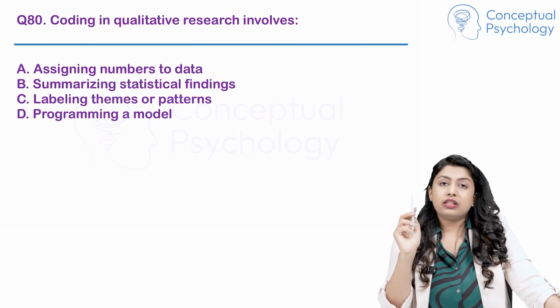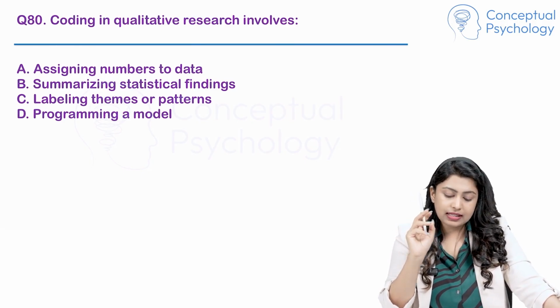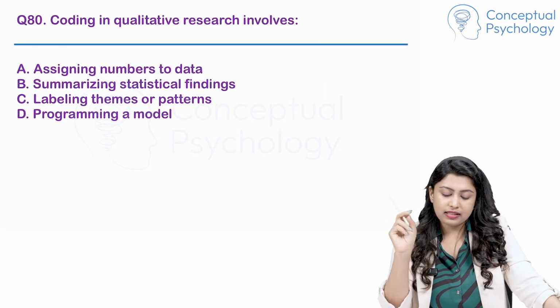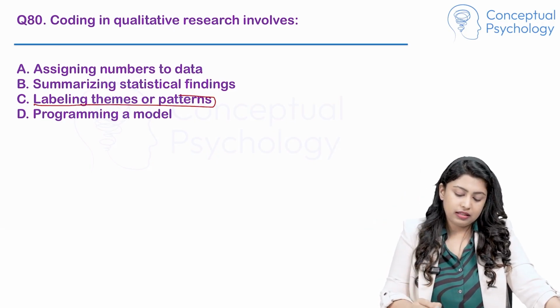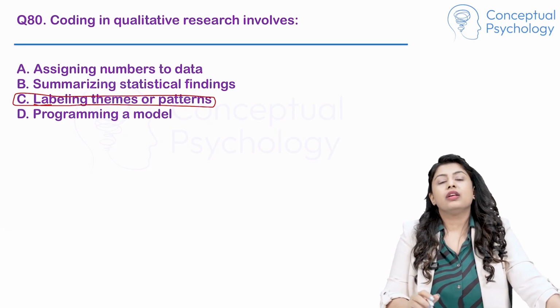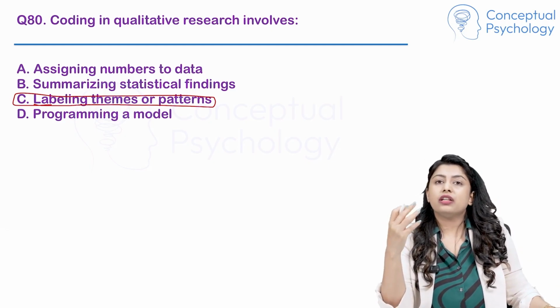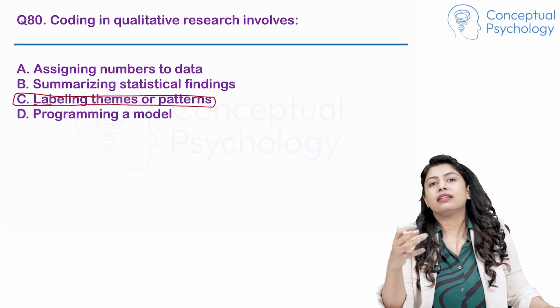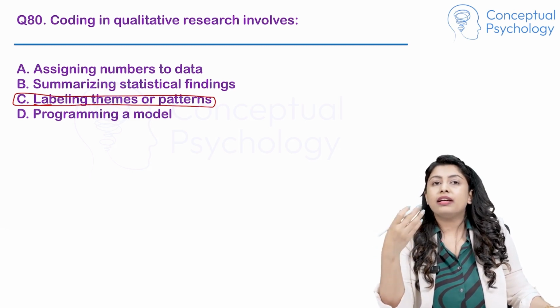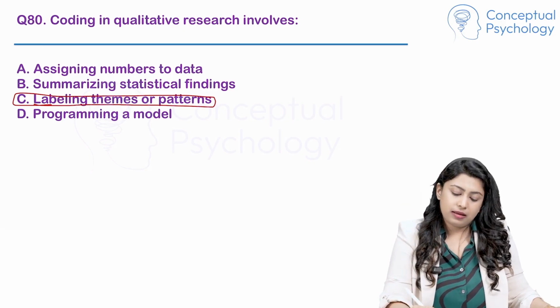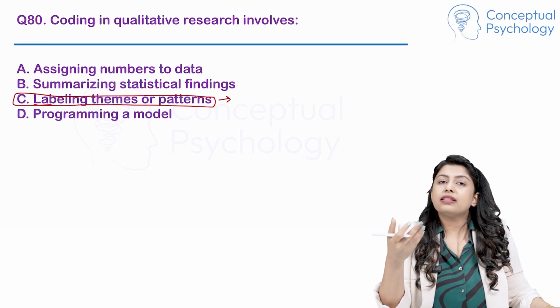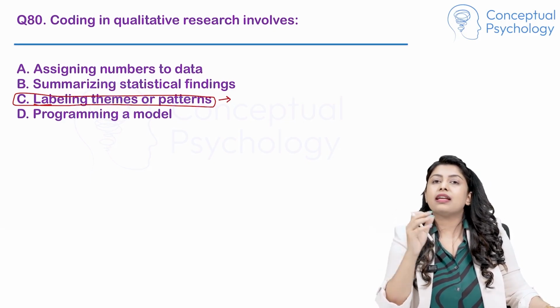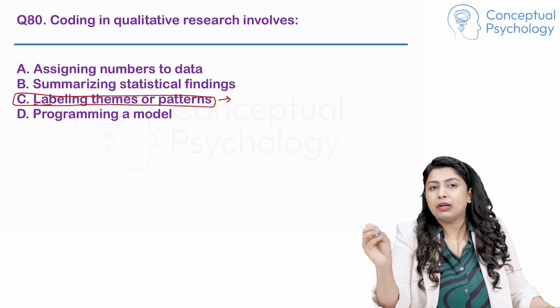Coding in qualitative research involves assigning numbers to data, summarizing statistical findings, labeling themes or patterns, and programming a model. So, here it is labeling themes or patterns. So, coding in a qualitative research, it involves systematically labeling and categorizing the segments of the data to identify the themes, patterns, and concepts. Okay, so this process helps researchers organize and make sense of textual data by assigning meaningful labels to different segments.